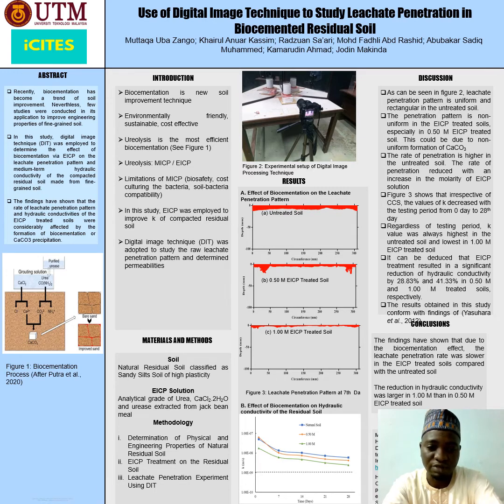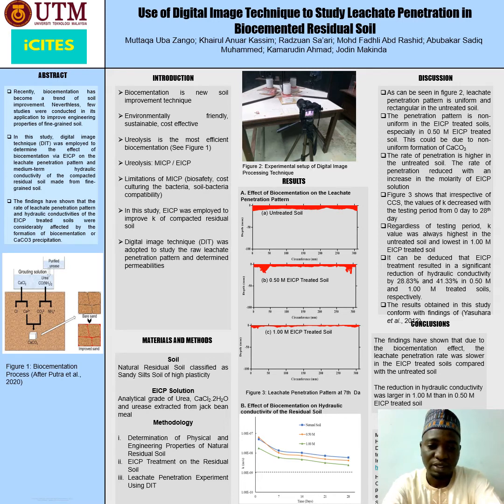Materials and method. The materials used are soil and EICP solution. The soil is natural and classified as sandy silt of high plasticity, while the EICP solution consists of urea, calcium ion, and urease enzyme. And the EICP solution was prepared at three different concentrations: 0, 0.5, and 1.0 molar.